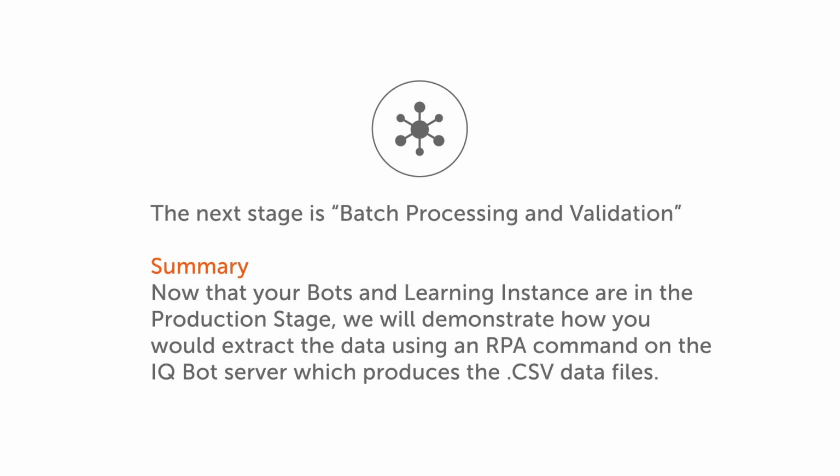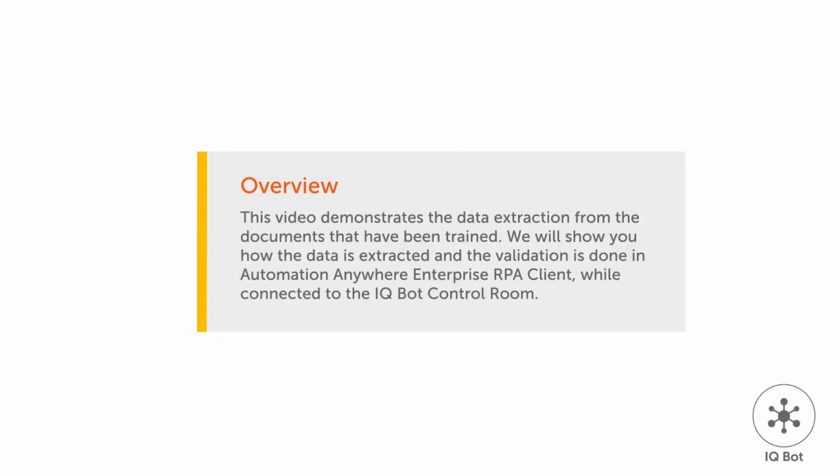Now, when the learning instance is in production, let us see how it could be used for batch processing. This video demonstrates the data extraction from the documents that have been trained. This is not a hands-on exercise. We will show you how the data is extracted and the validation is done at the end of the IQBot processing. The data extraction is performed in Automation Anywhere Enterprise RPA client while connected to the IQBot control room.